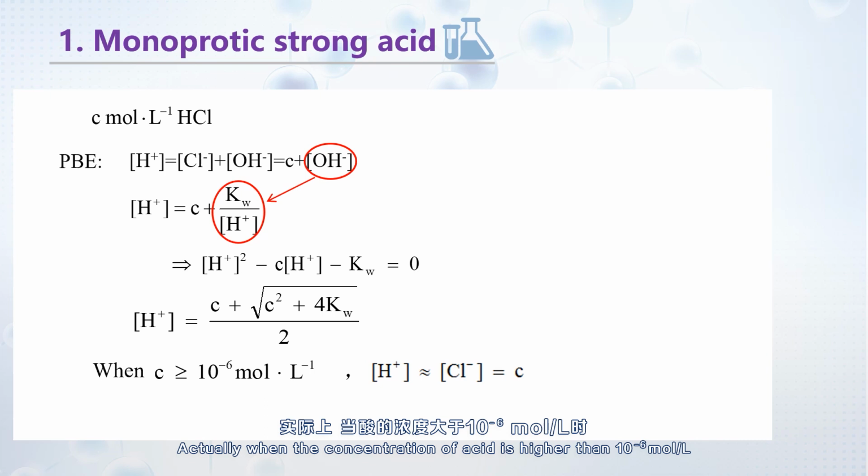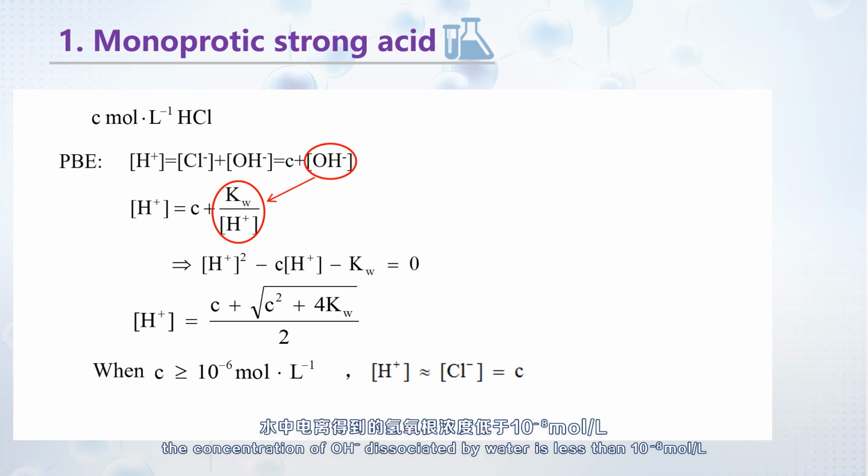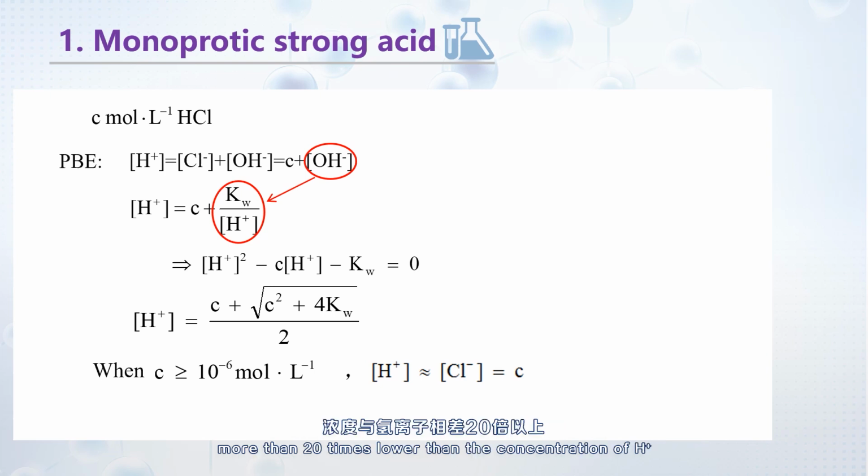Actually, when the concentration of acid is higher than 10 to the minus 6 power mol per liter, the concentration of hydroxide dissociated by water is less than 10 to the minus 8 power mol per liter, more than 20 times lower than the concentration of hydrogen, which can be ignored.